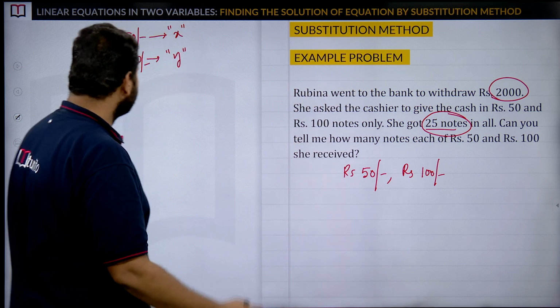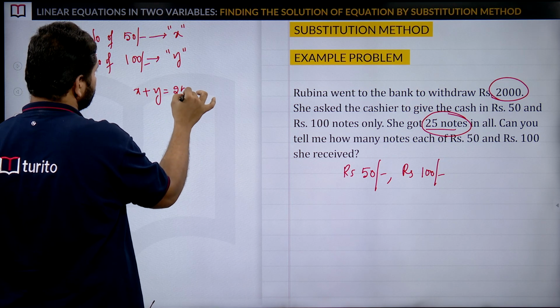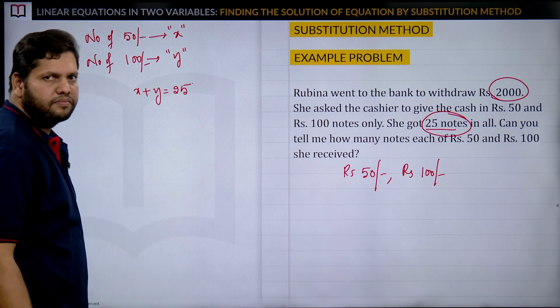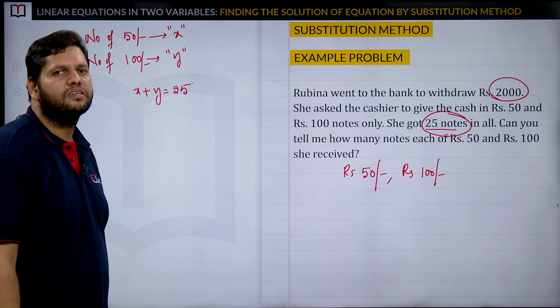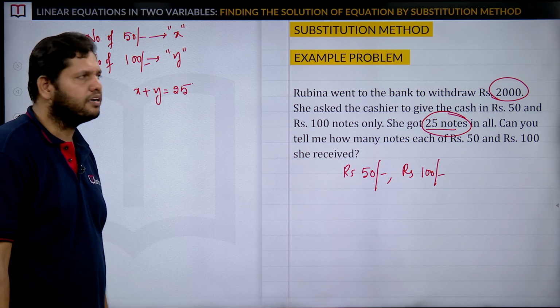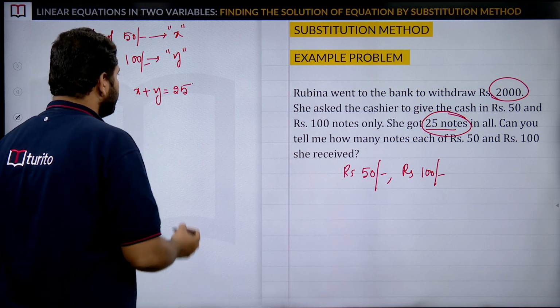So 25 notes means, can I write x plus y is equal to 25, children? Isn't it? I can write x plus y is equal to 25. The number of notes of 50 and 100 together is 25. Okay, so take this as equation 1.